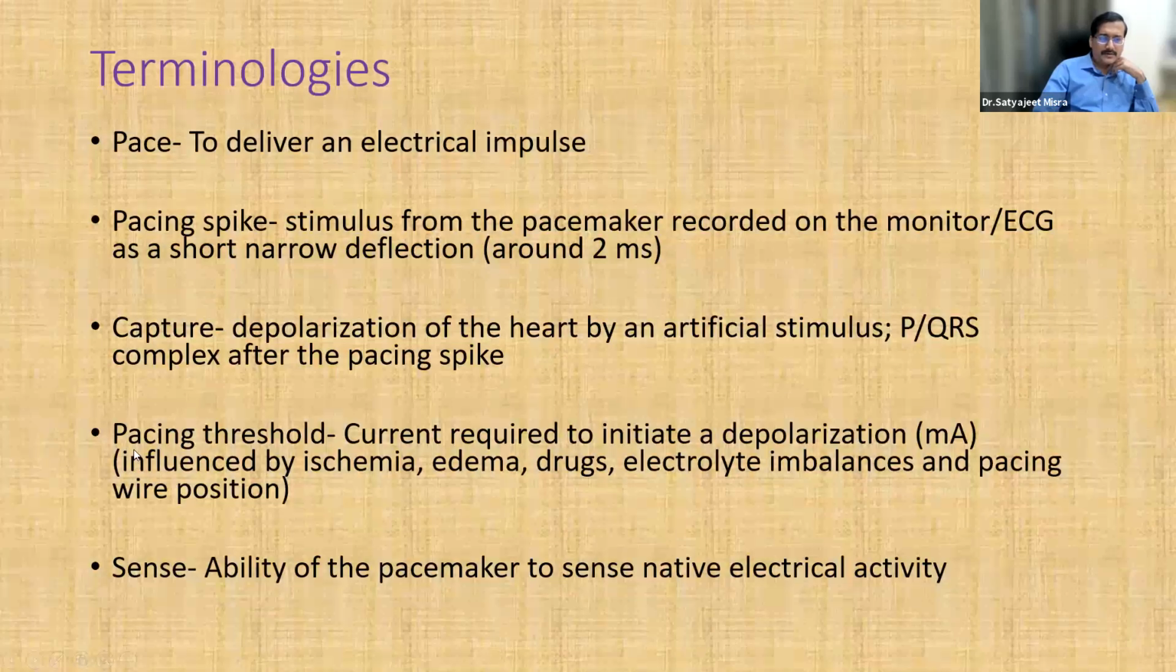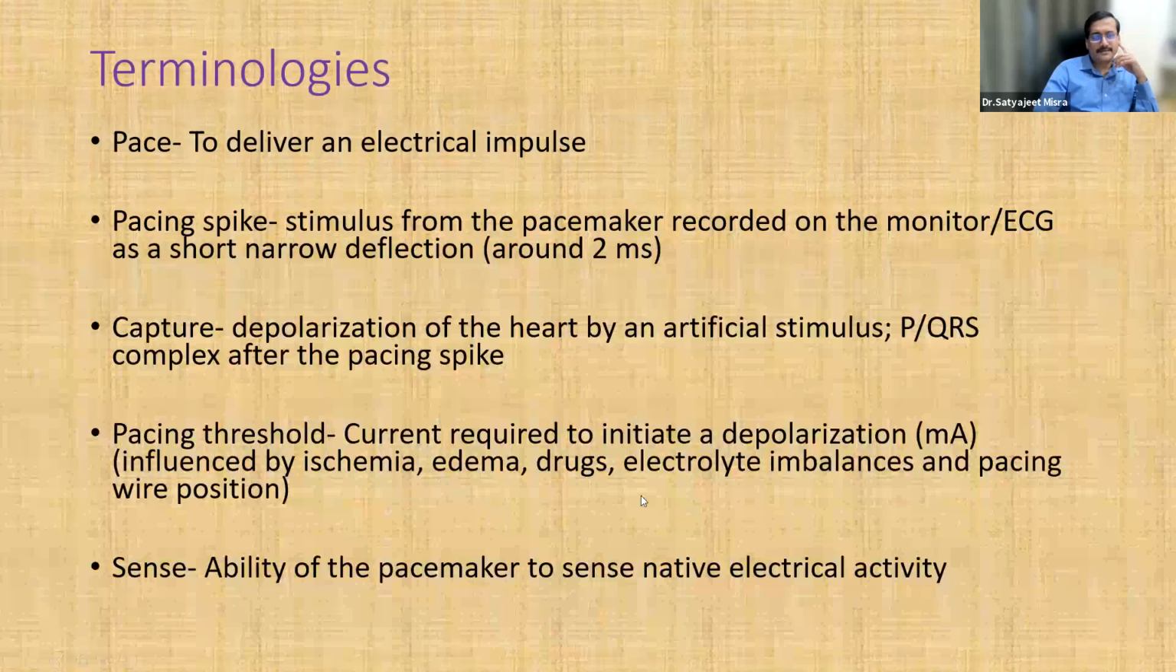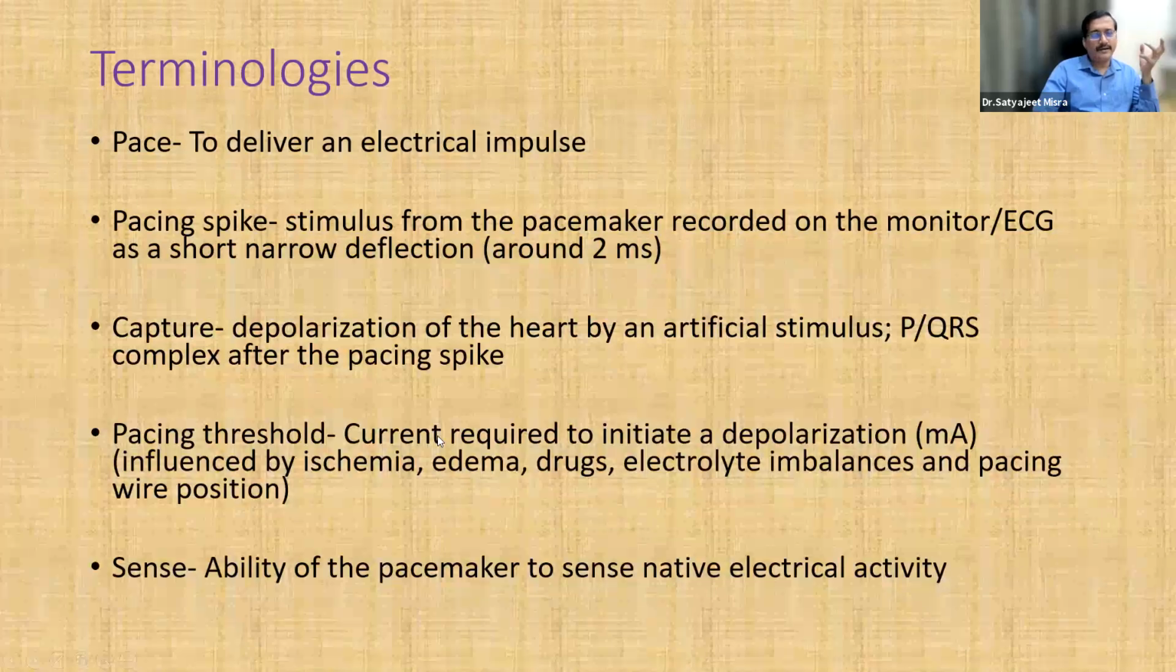If you're requiring very high levels of current, it may be because of various factors, for example, hypertrophic musculature, a lot of myocardial edema, or the effect of electrolyte imbalances. If you're having potassium disturbances, it's not going to be very easy to pace these hearts, or even the pacing wire position. And that's usually seen after a few days, say after 3 or 4 days, your threshold for the current needs to go up, because fibrinous crusts have formed on the tip of the pacing wires. So anything that increases the impedance will increase the pacing threshold.